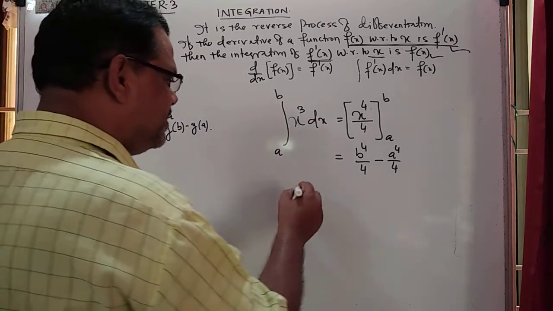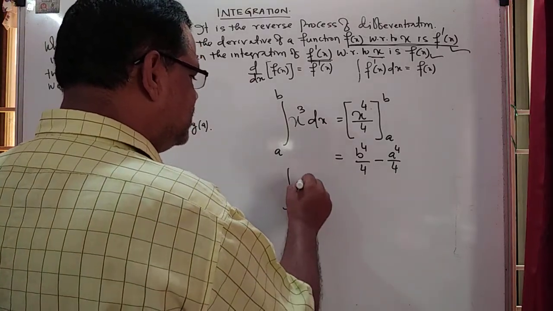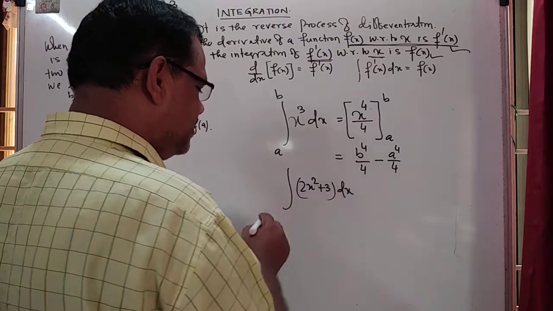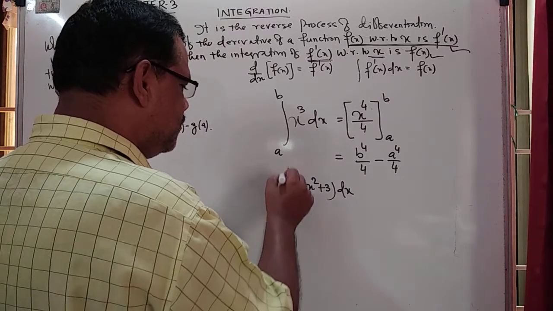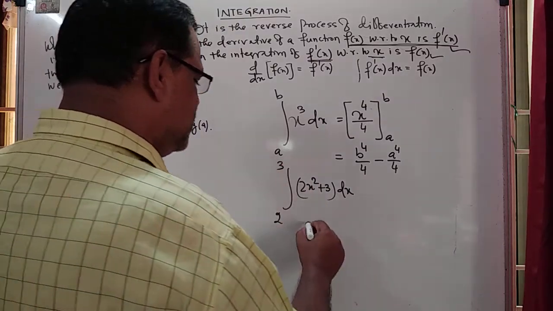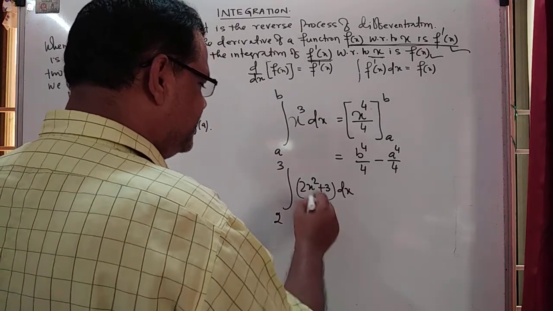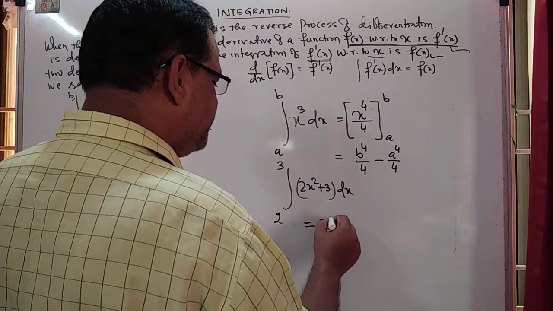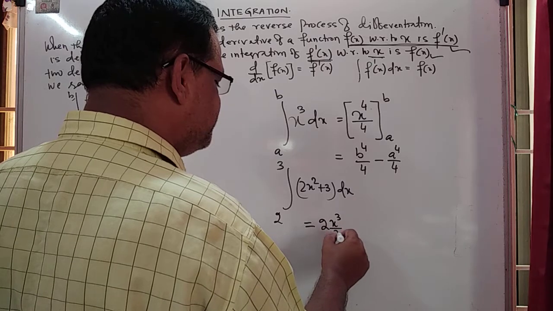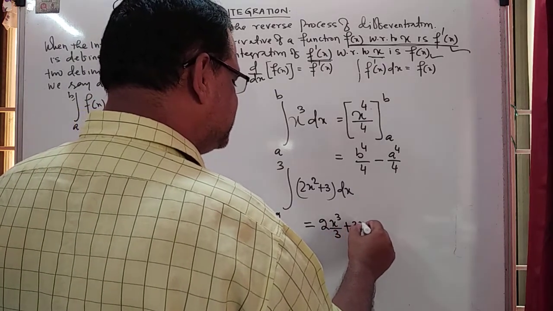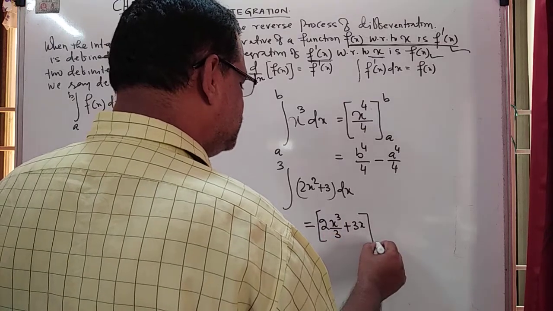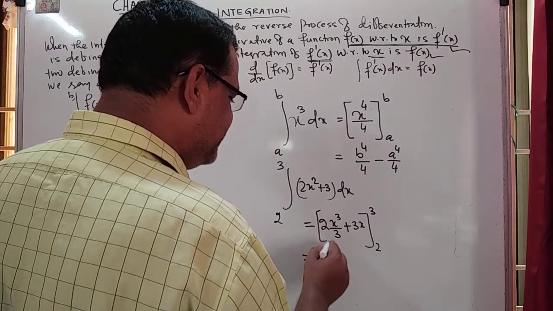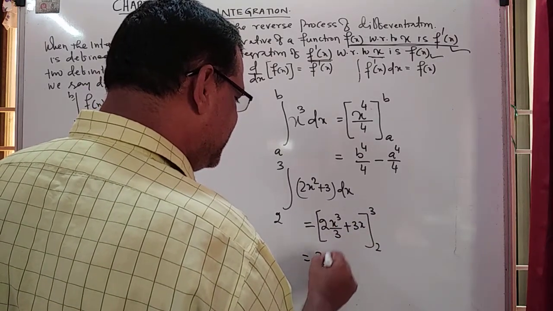In the same manner, what will be the integration of 2x square plus 3 dx if you give the limit from 2 to 3? If we apply the formula here, the integration of 2x square plus 3 will be equal to 2x to the power 3 upon 3 plus 3x, and the limit is from 2 to 3.